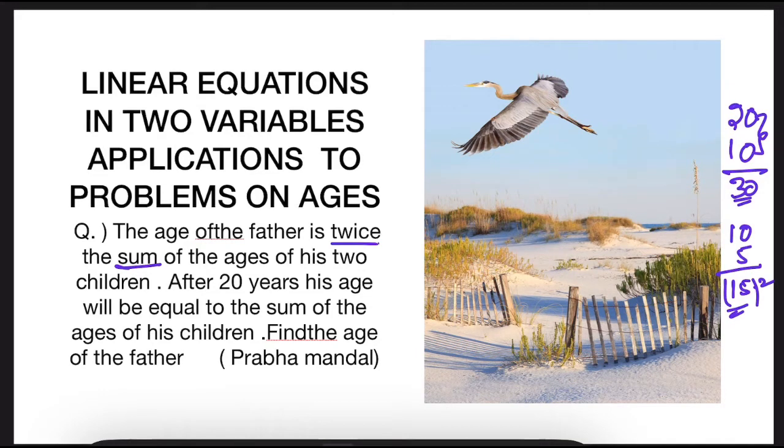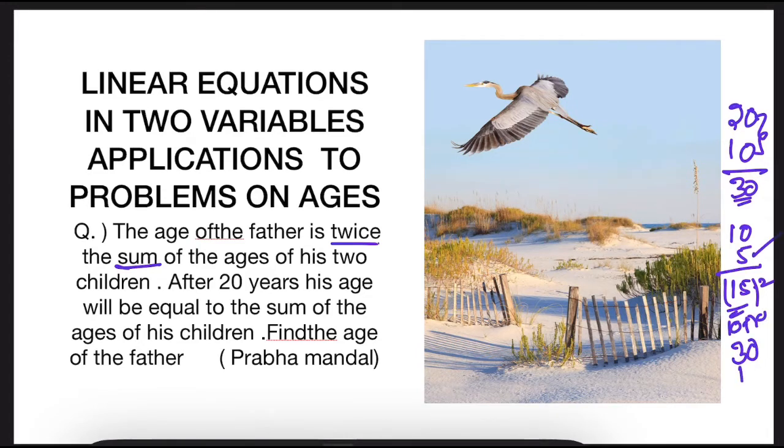Second information, let us see what he is saying. After 20 years, the father's age will be equal to the sum of the ages of his children. That means after 20 years, if somebody asks what your age is, he will not say his own age; he says, I am equal to the sum of the ages of my two children. Suppose the first child is 10. After 20 years he will become 10 plus 20, which is 30.